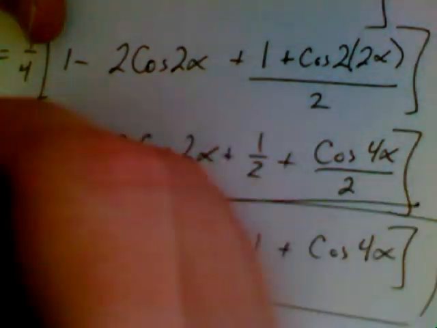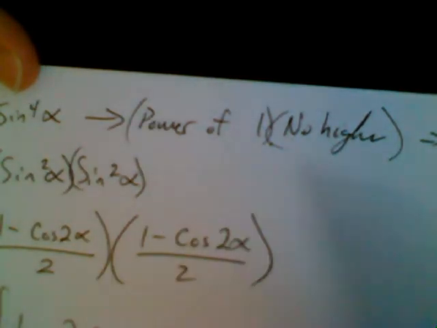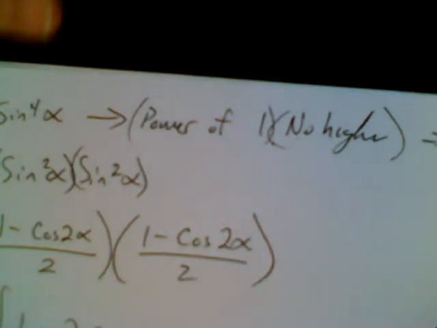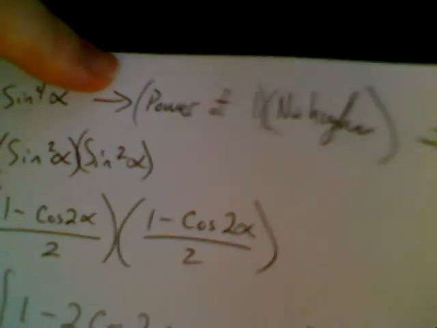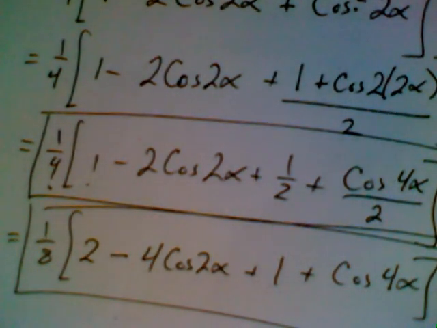Heck, you could even stop up here, because all it tells me to do is write it as cosine power of 1, no higher than 1. That's all it's asking me to do. So that would complete problem 6. We'll go ahead and do the rest of them in the next video.